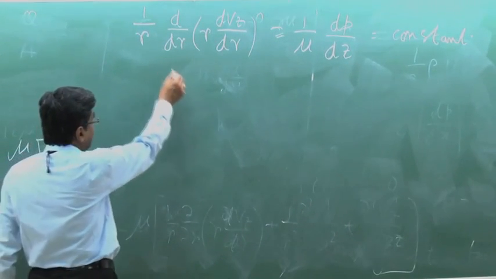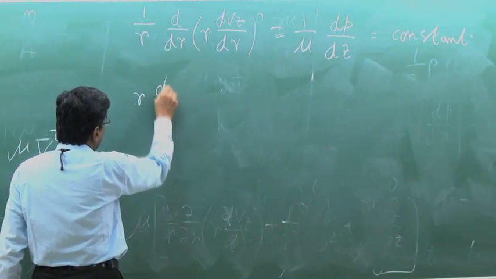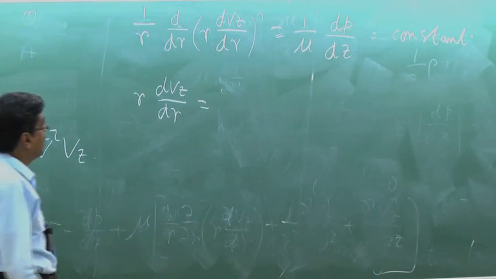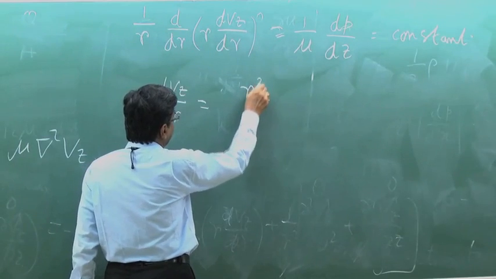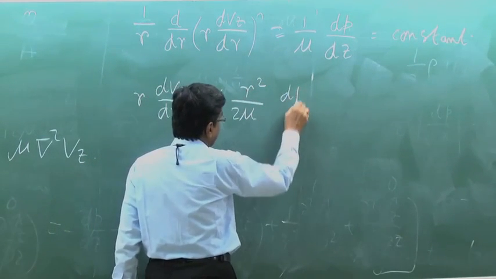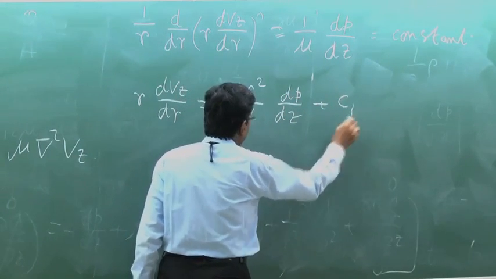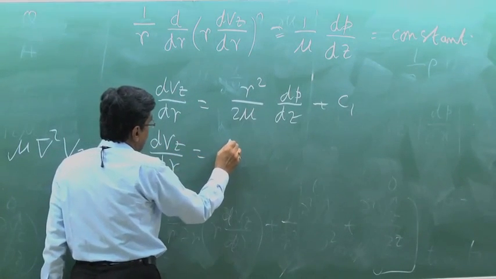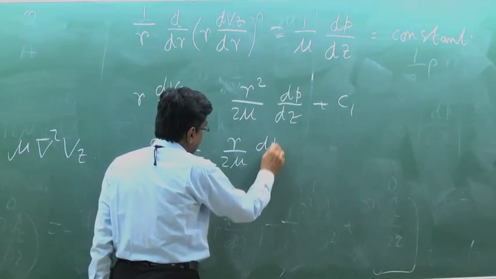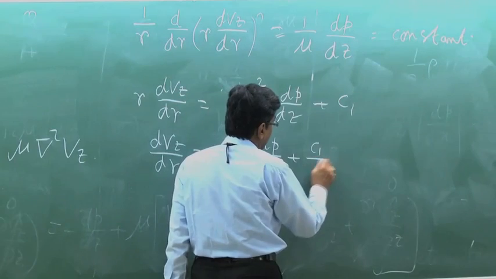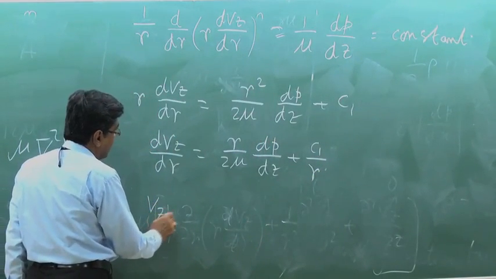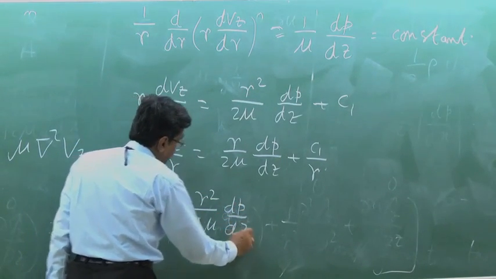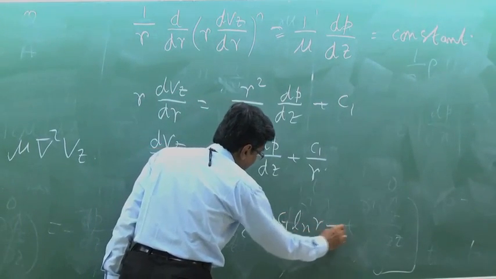The first integration goes d/dr of this, that means r dvz/dr equals, you just multiply with r and integrate, that means r square by 2 mu dp/dz plus c1, and then the next one is dvz/dr is r by 2 mu dp/dz plus c1 by r, and the next one is vz is r square by 4 mu dp/dz plus c1 ln r plus c2.